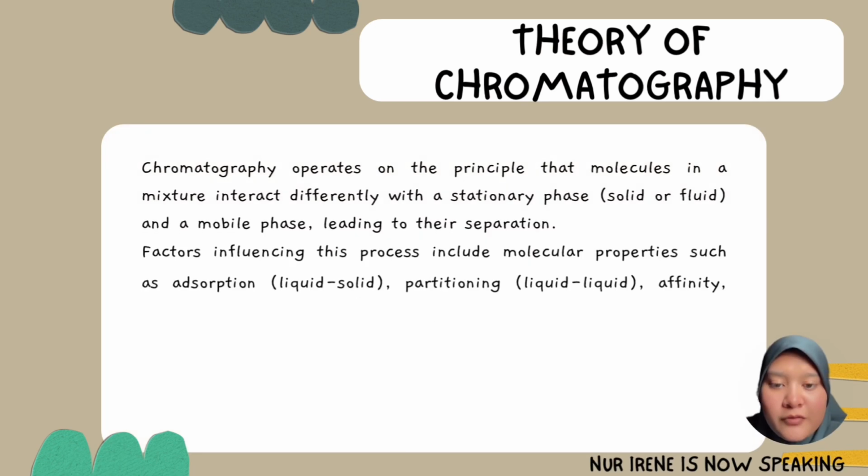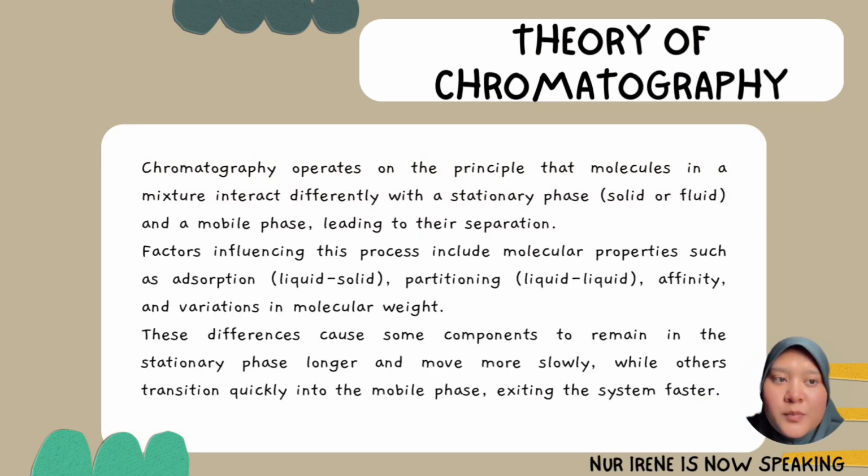Theory of chromatography. Chromatography operates on the principle that molecules in mixtures interact differently with a stationary phase, whether solid or fluid, and a mobile phase, leading to their separations. Factors influencing this process include molecular properties such as absorptions, liquid-solid, partitioning, liquid-liquid, affinity, and variations in molecular weight. These differences cause some components to remain in the stationary phase longer and move more slowly, while other transitions quickly into the mobile phase, exiting the system faster.